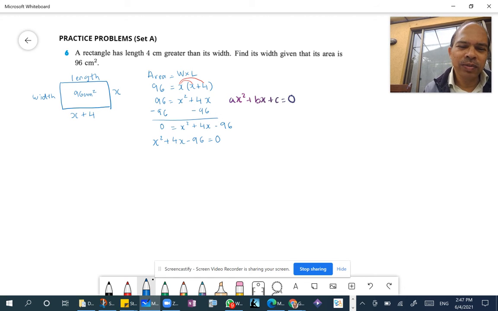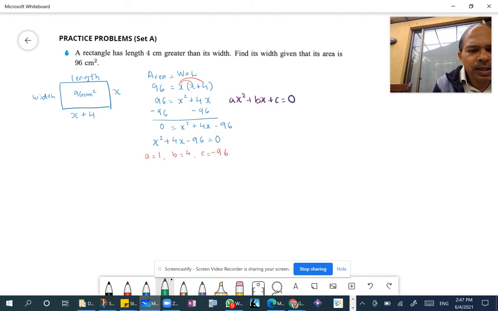Now we need to solve this equation. So there are a couple of methods you could use. You could use the method of factorization, for example. Let's start with that method and then go on to look at another method if it's possible. So in any case, we need to write the values of the coefficients a, which in this case is 1, b, 4, and c, minus 96.